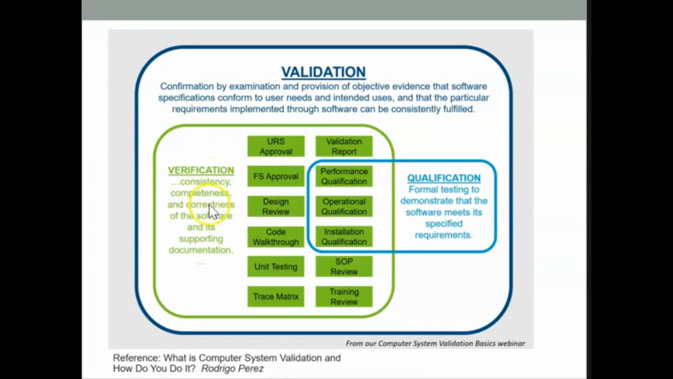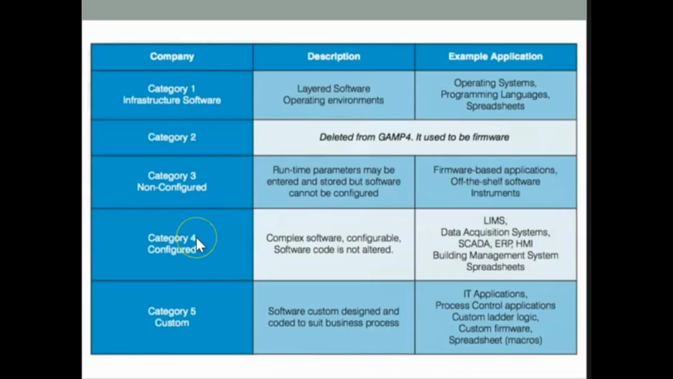So verification is consistency, completeness and correctness of the software and its supporting documentation, and it includes all of the steps that we mentioned already. Qualification then is the formal testing to demonstrate the software meets its specified requirements, and the qualification comprises your IQ, OQ and PQ. GAMP 5 defines different categories of software.